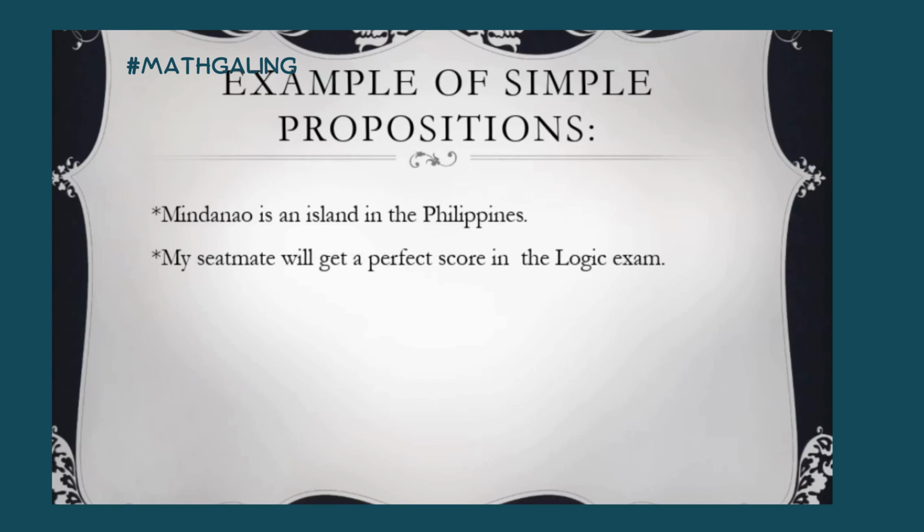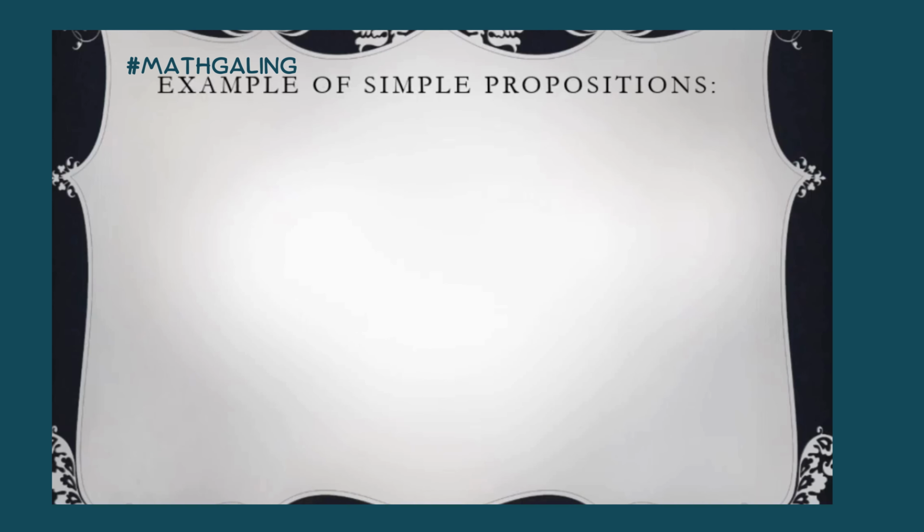Here are some examples of simple propositions: Mindanao is an island in the Philippines. My seatmate will get a perfect score on the logic exam. 3 plus 2 is equal to 5, and f of x is equal to square root of x over x plus 1. Now, let me give you some examples of simple components.